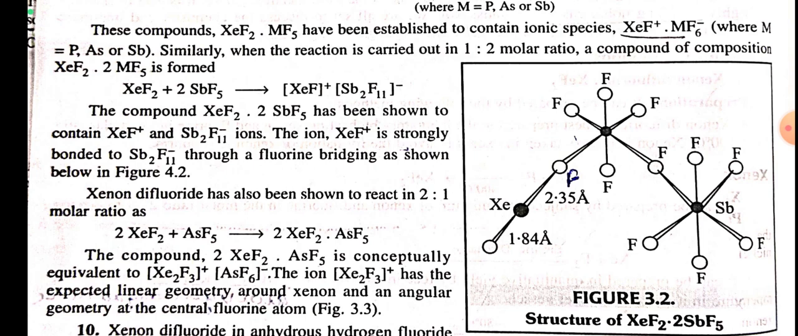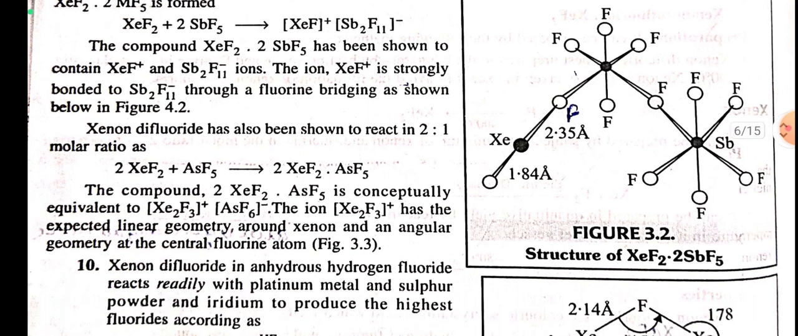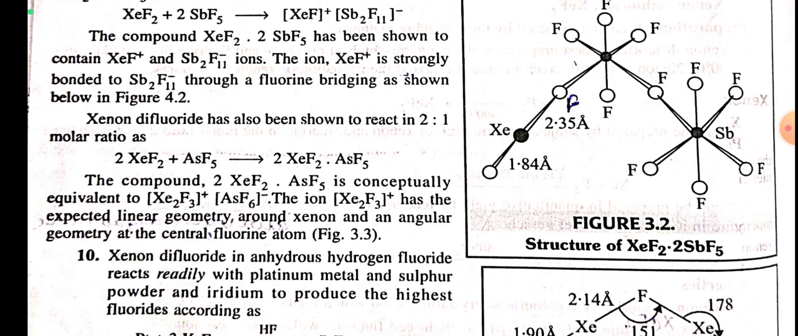Similarly, when the reaction is carried out in 1:2 molar ratio, a compound of composition XeF2·2MF5 is formed. The compound XeF2·2SbF5 has been shown to contain XeF+ Sb2F11- ions. The ions are strongly bonded to Sb2F11- through fluorine bridging as shown.